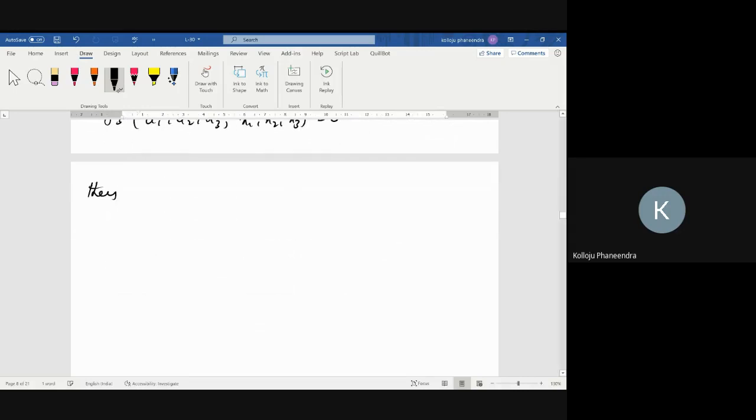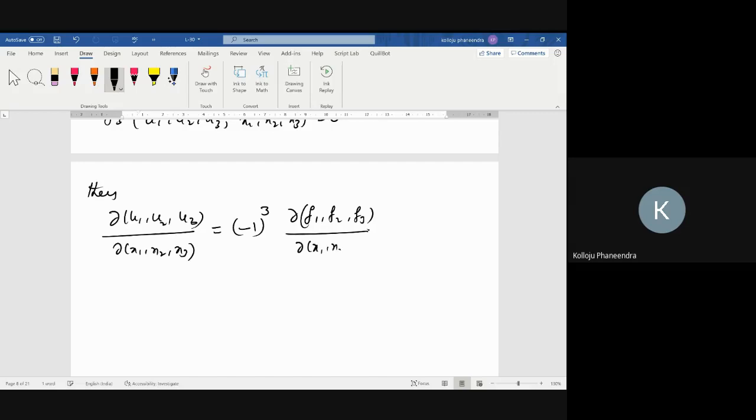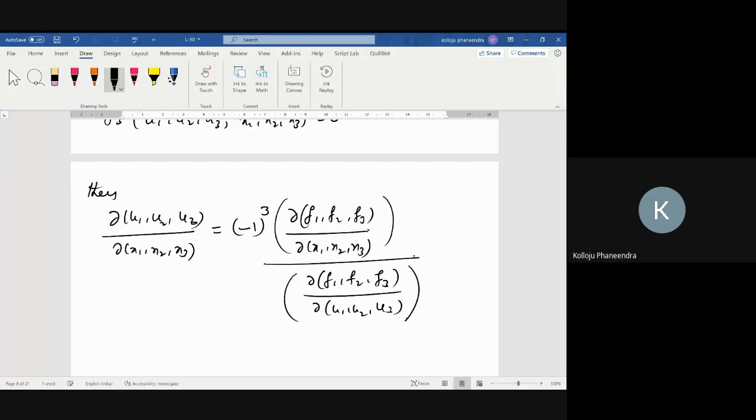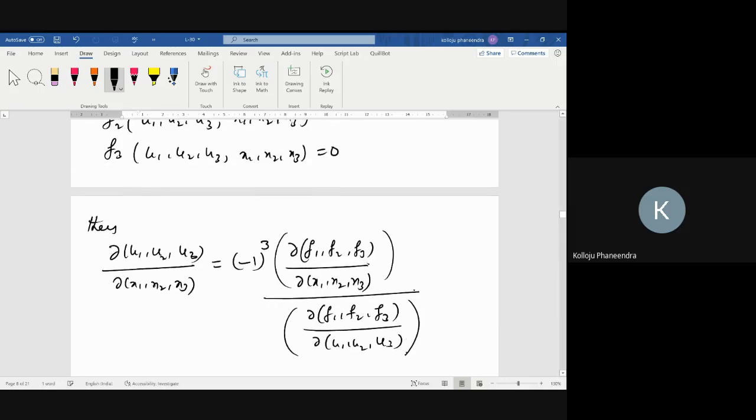Then what is the formula? Then I need Jacobian of u1, u2, u3 with respect to x1, x2, x3. And the formula is, for three variables, minus 1 whole cube, times dou of, here functions are given now, therefore f1, f2, f3 Jacobian with respect to x1, x2, x3, divided by Jacobian of f1, f2, f3 with respect to u1, u2, u3. Nothing but chain rule again.